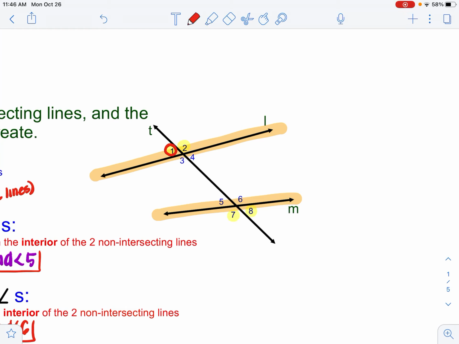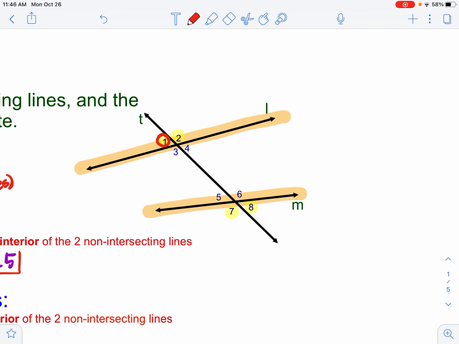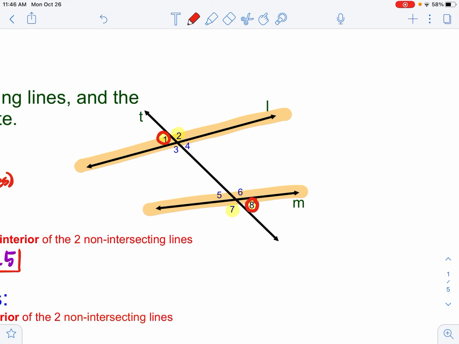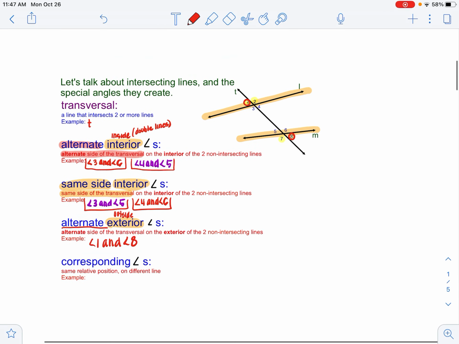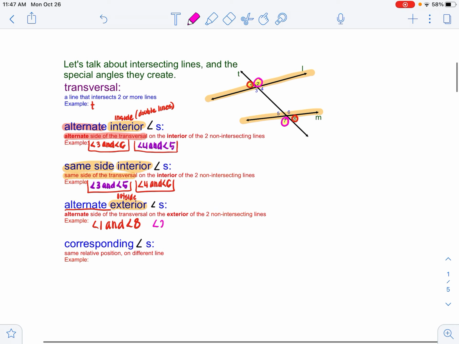All right, so let's randomly start by picking one of them, and I'll choose angle 1. All right, so I want one that's on the alternate side of the transversal. So it can't be 3 or 7. Well, it can't be 3 because that's on the inside, not on the outside, but it can't be 7. And then I want it on the alternate side of the transversal, and it can't be right next to. So that would be angle 8. So angle 1 and angle 8 are alternate exterior angles. All right, what if I would have chosen 2 instead? On the outside, on the opposite side of the transversal would be 7. So angle 2 and angle 7.